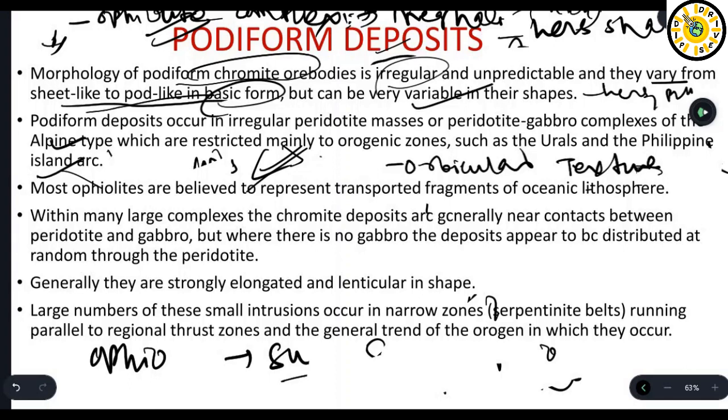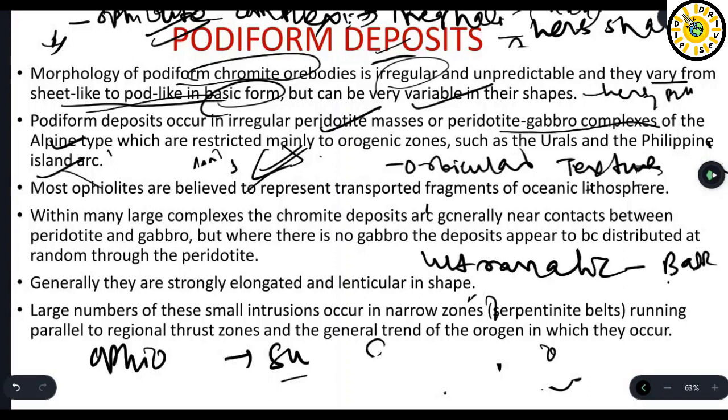So podiform deposit occurs in the irregular peridotite mass or peridotite gabbro complexes because it is associated with the ultramafic complexes. That is why we also get peridotite, because if you go to the ophiolite complexes there will not be a fixed composition. The composition varies from the ultramafic to the basic, the range is from the ultramafic range to the basic or mafic range.